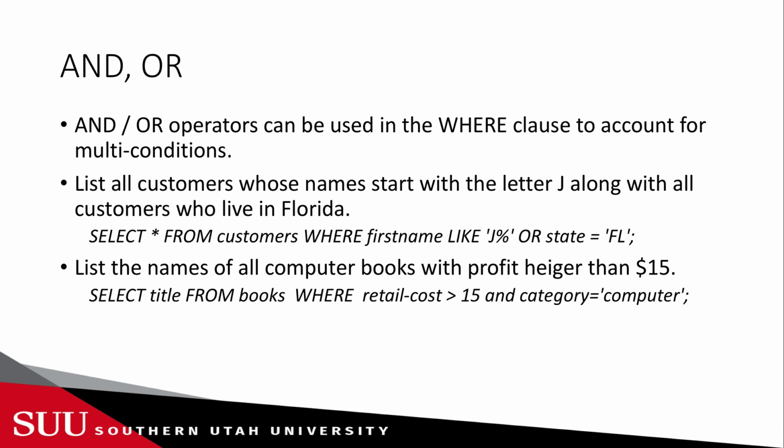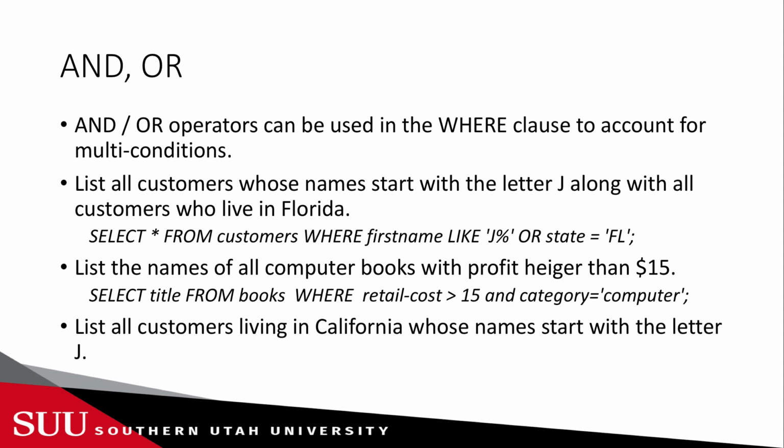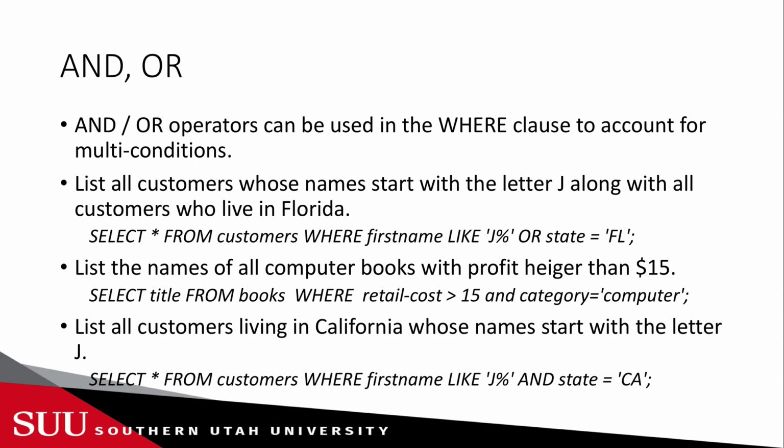Now I can flip those. I can start with the category equal to computer and retail minus cost is larger than 15. It will not make any difference. The last example I wanted to show is this: list all customers living in California whose names start with the letter J. This is the same as the one we discussed when we talked about the first example in this slide. So we just use an AND operator.